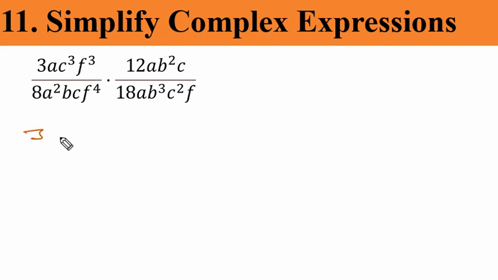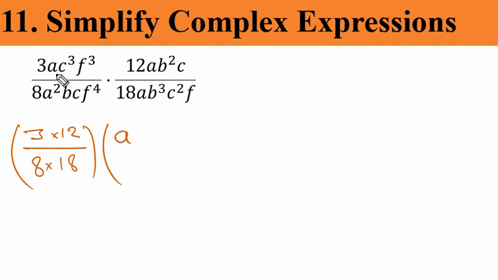What you can do is just write all the numbers first: 8 multiply 18. These are all the numbers. Then check for variables. First a, let's look for a. A is here. Do we have one more a? Yes, we have one more a. So multiply over. This is a to the power 2.